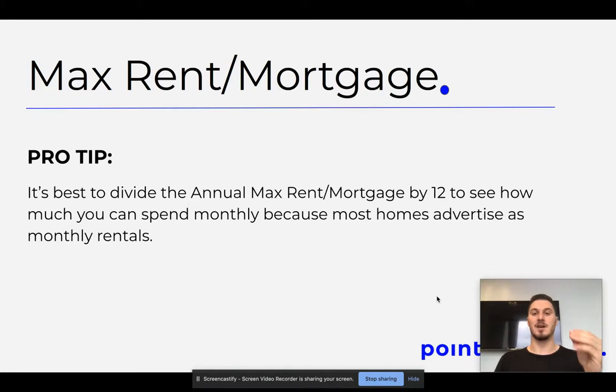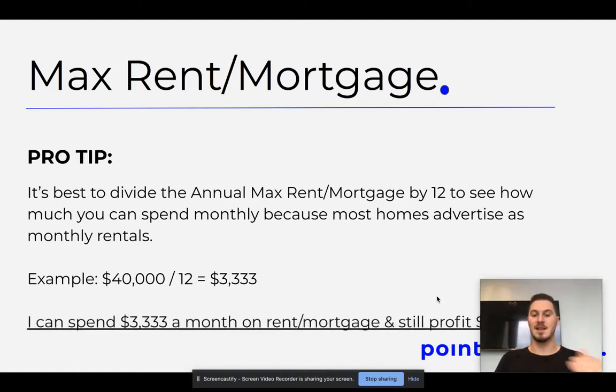If you're in Australia, then it's going to say weekly, so divide by 52 instead of 12, okay? And what we see here in this example is the $40,000 works out to be $3,333. And I can spend $3,333 monthly towards a 2-bedroom, 2-bath unit in near north side Chicago and still make $20,000 of profit.